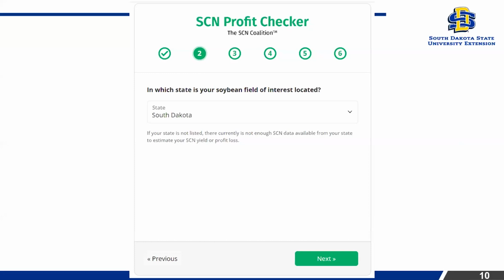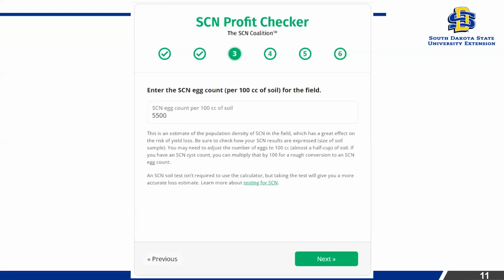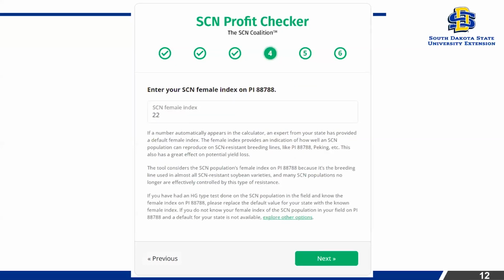So we'll select that we're in South Dakota, or if you're from other states, every state is in there. Then you can enter the egg count per 100 cc's of soil, which is what you're provided through the diagnostic clinic. In this example, I used 5,500. Then the SCN female index. That is the percentage of nematodes that are reproducing on PI 88788, which you heard me mention a few minutes ago is 22%. And this is actually pre-populated on the website whenever you select South Dakota.